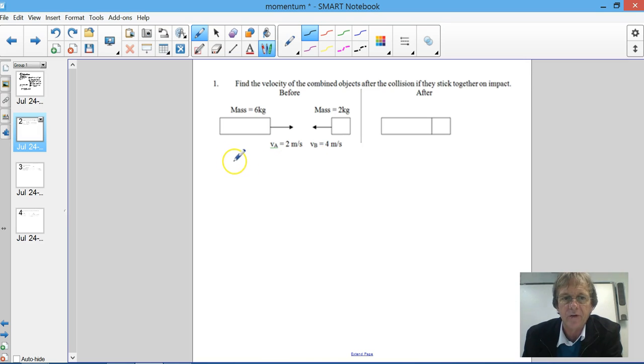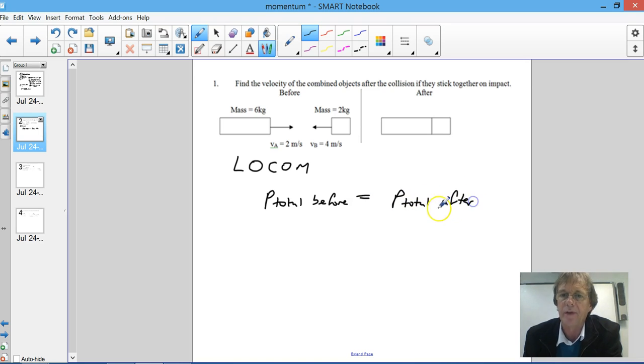Now the law you're going to use here is called LOCOM, or law of conservation of momentum, because it turns out that the total momentum beforehand should be the same as the total momentum after. And that's a really useful law to work out what's happening in collisions to find the unknown things.